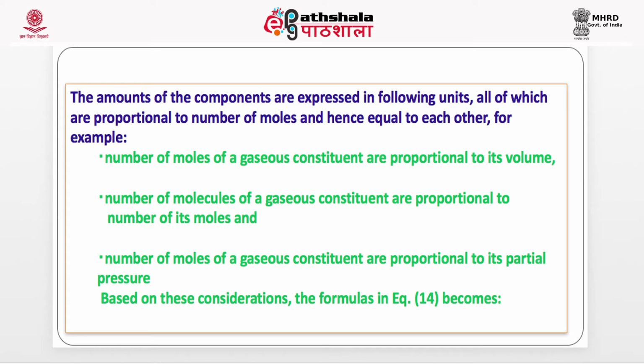At a constant pressure and temperature, this will be valid. The number of moles of a gaseous constituent is proportional to the partial pressure, because PV equals nRT. So P is proportional to n also. So these must be understood and remembered.